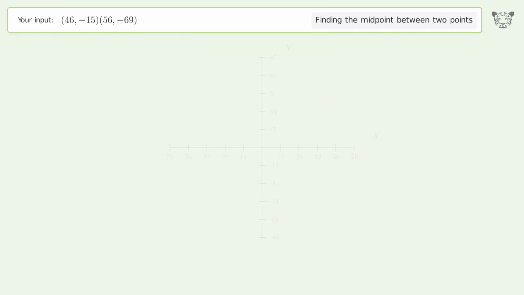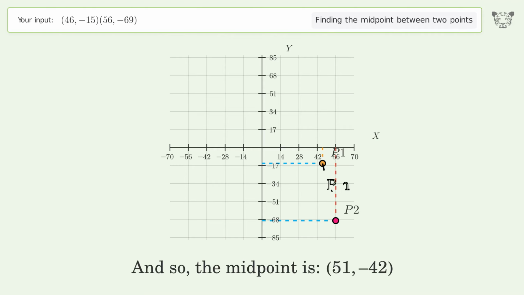And so, the midpoint is 51, negative 42.